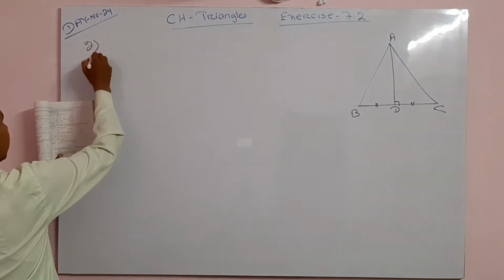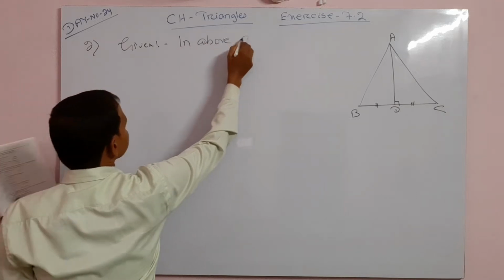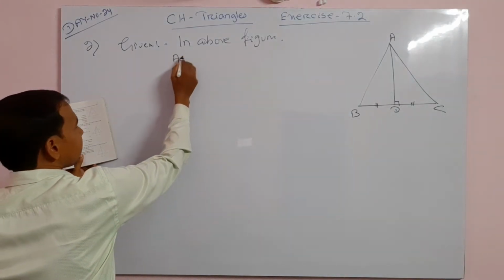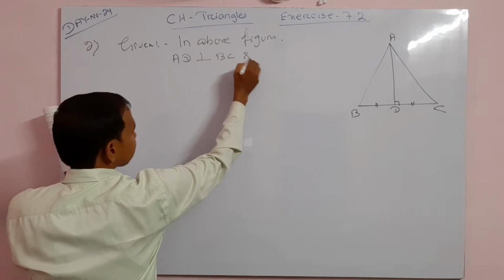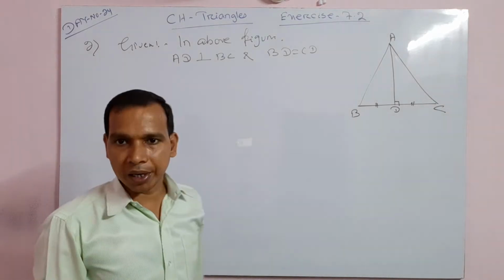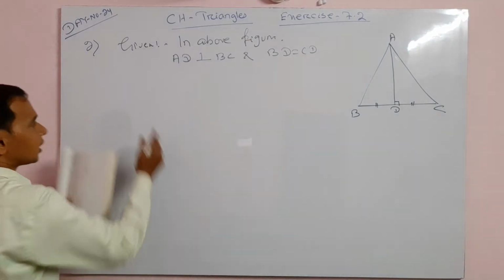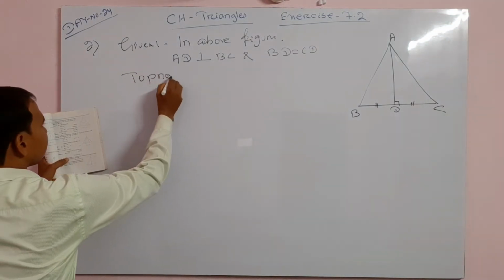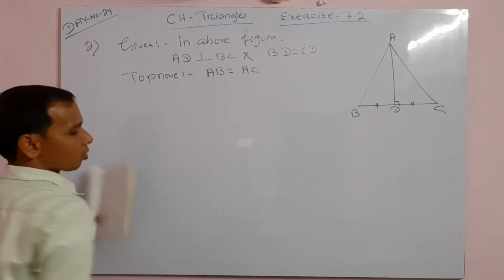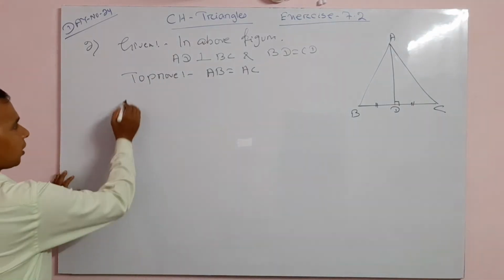First you write number 2's given. In above figure, AD perpendicular BC and BD is equal to CD. As AD is the perpendicular bisector, so AD bisects BC. Confirm this. Given complete. Then to prove, we have to prove that AB is equal with AC. Hence, ABC is an isosceles triangle. Okay. Given and to prove complete. Then come to proof.